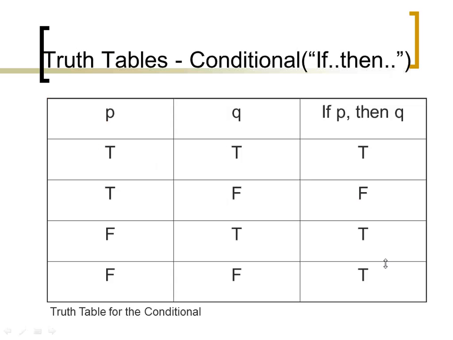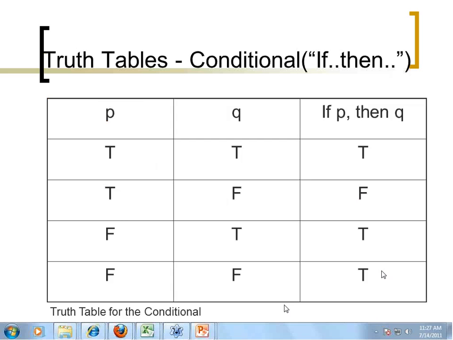Now let's look at the truth table for the conditional clause. And this again is a refresher. If P is true, then Q, which is true. If P is true, then Q, which is false. If P is false, then Q, which is true. And because both are false, we end up with true. All right?